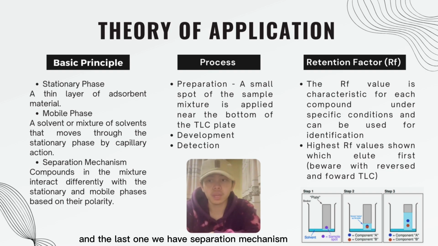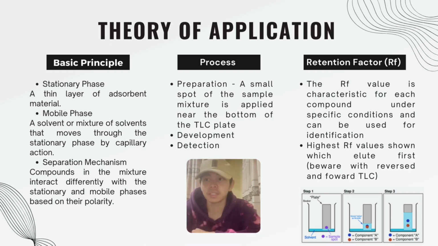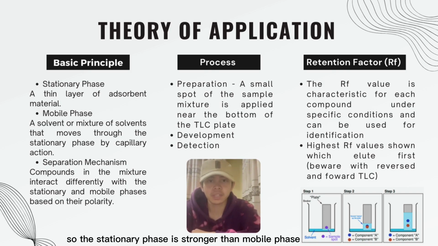And the last one, we have the separation mechanism. What is the separation mechanism? The separation mechanism is that compounds in the mixture interact differently with the stationary and mobile phase based on their polarity. For example, if a compound has higher polarity, its attraction to the stationary phase is stronger than to the mobile phase. But if the polarity is weak, the attraction to the stationary phase is lower than to the mobile phase.